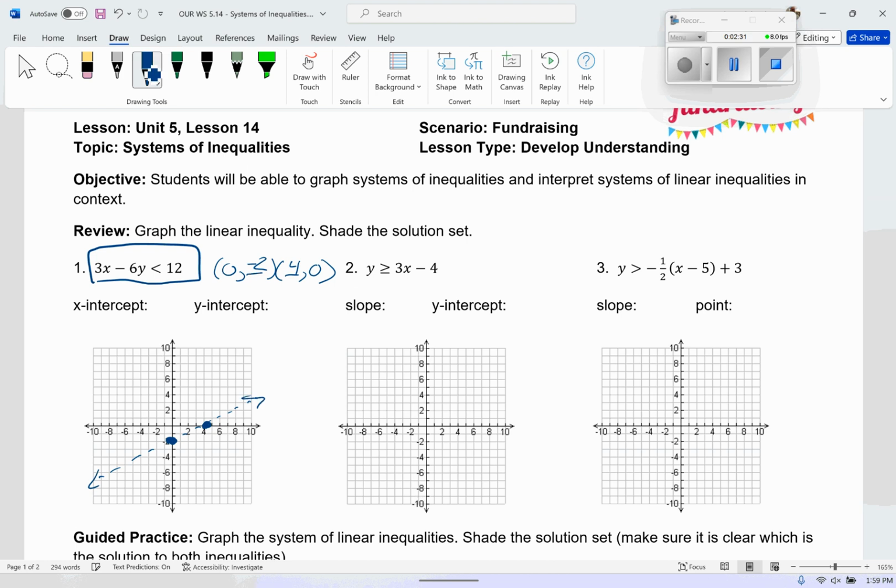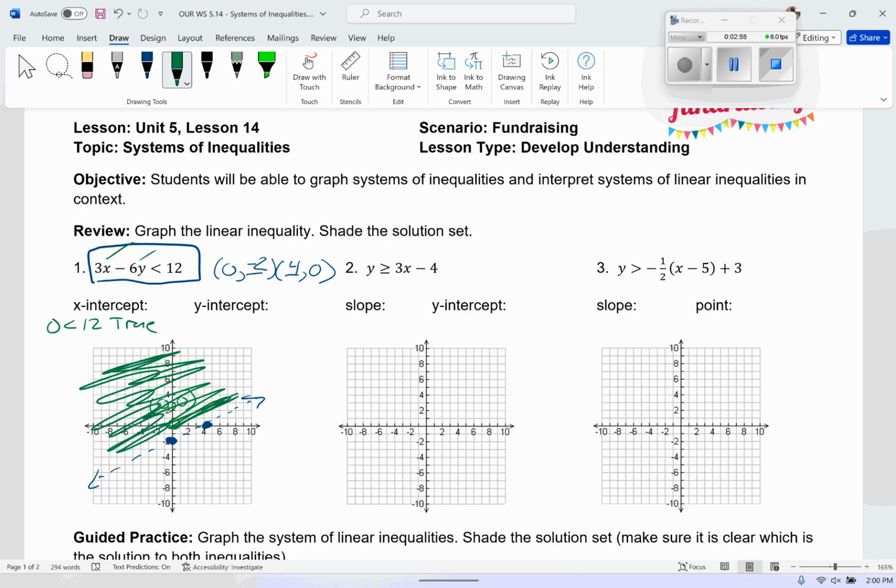So what is a good place to pick a test point on this problem? 0, 0, because it's above the line. The line doesn't go through it. If you plug 0 in here and you plug 0 in here, what do I get on the left side of the problem? Yeah, is 0 less than 12? That's true. So where do I shade? The side that has the 0, 0 on it.